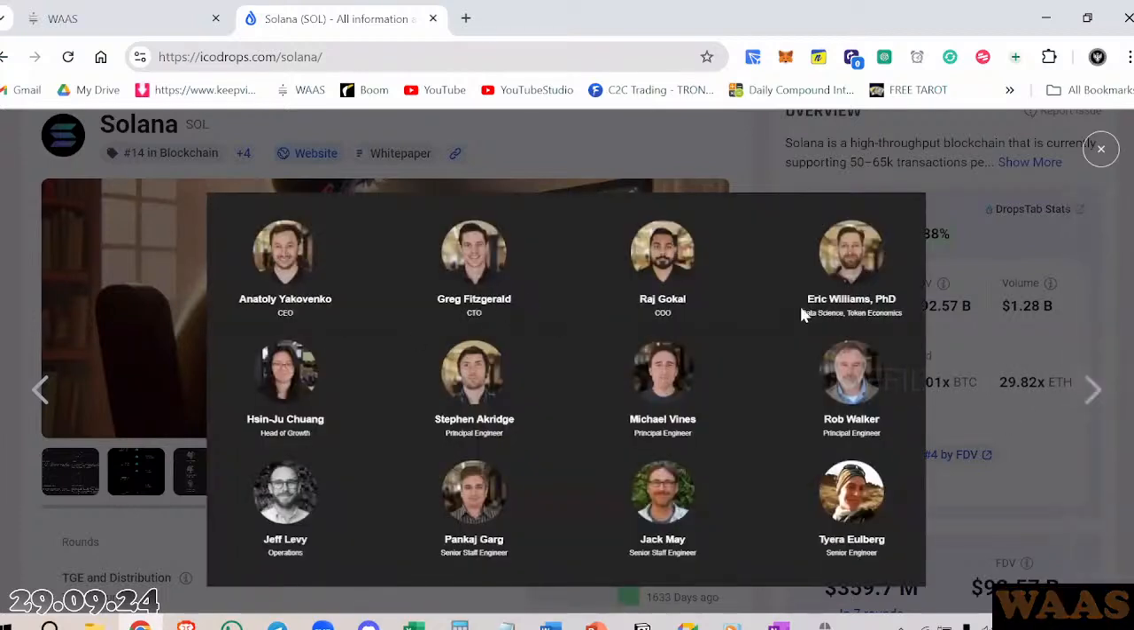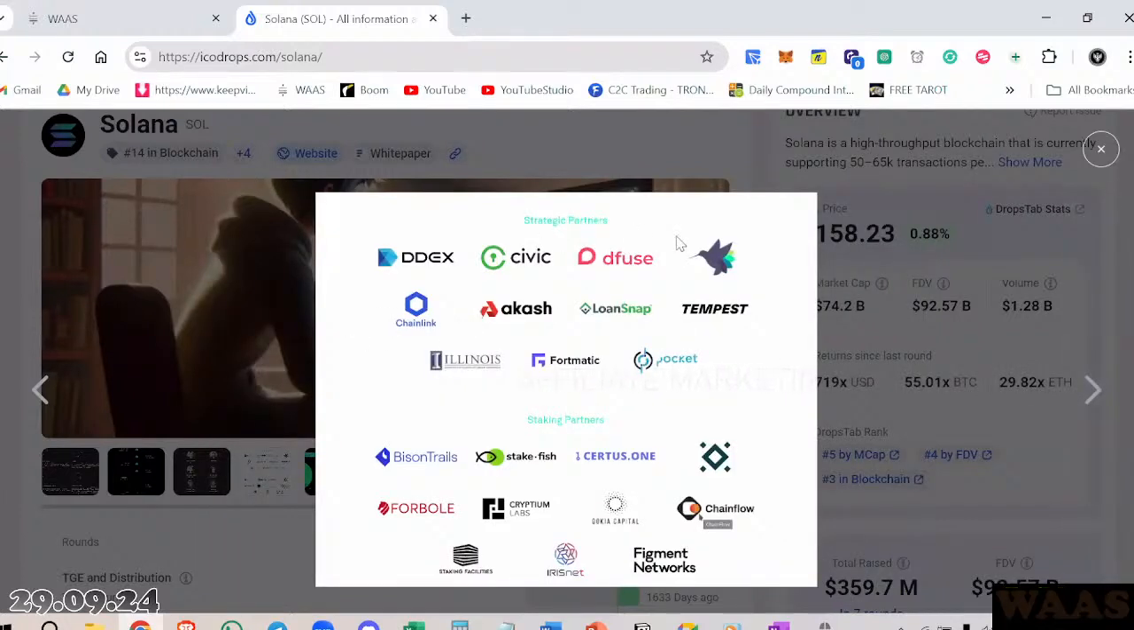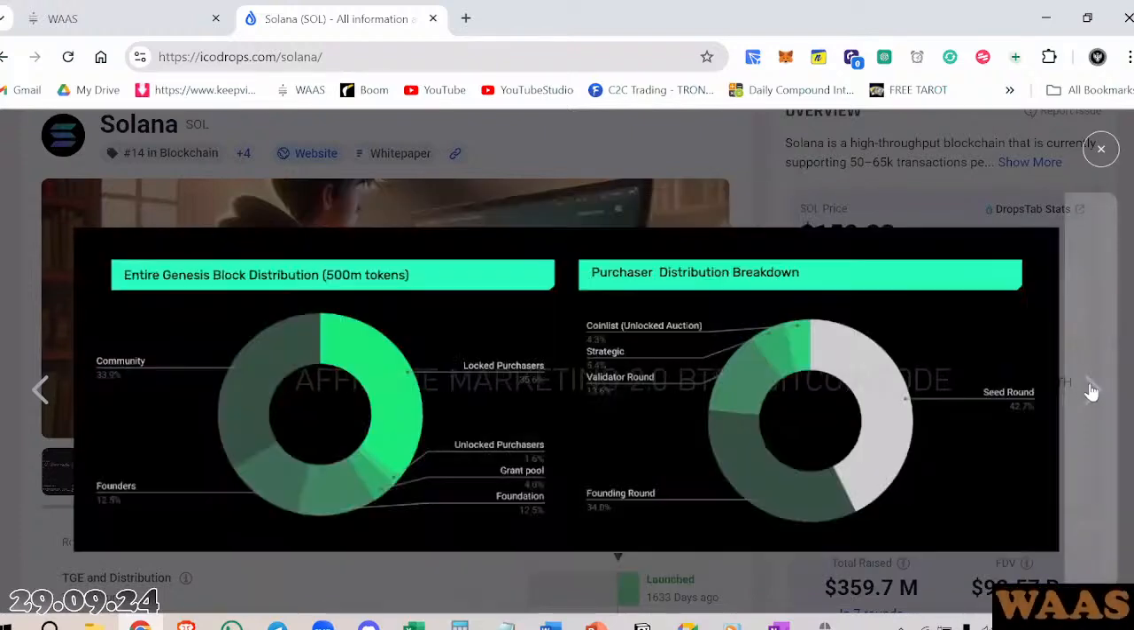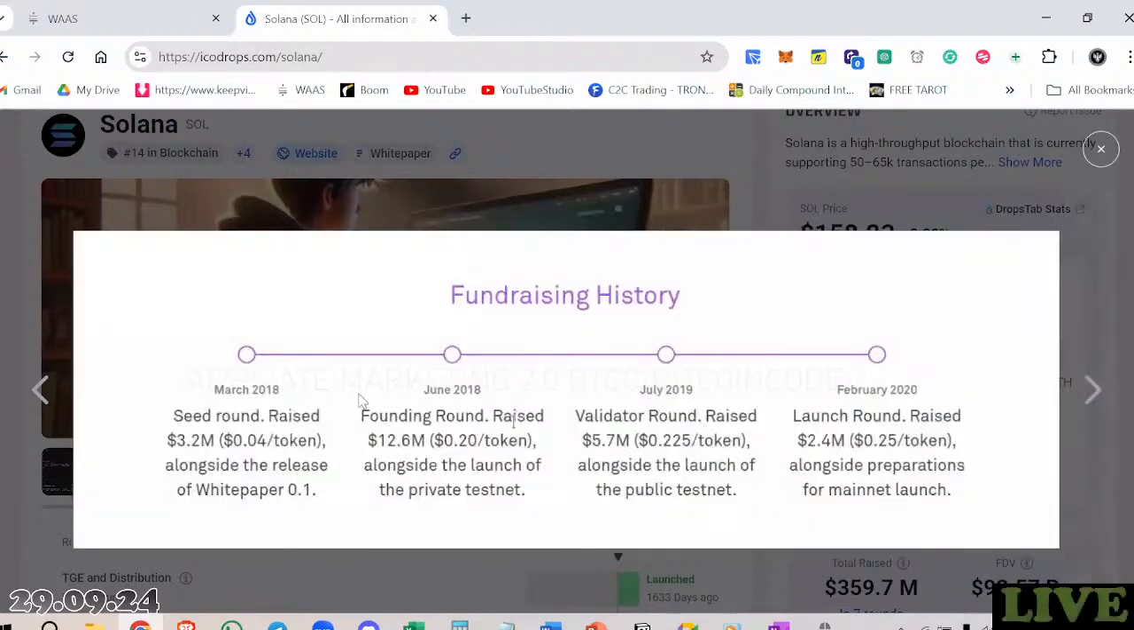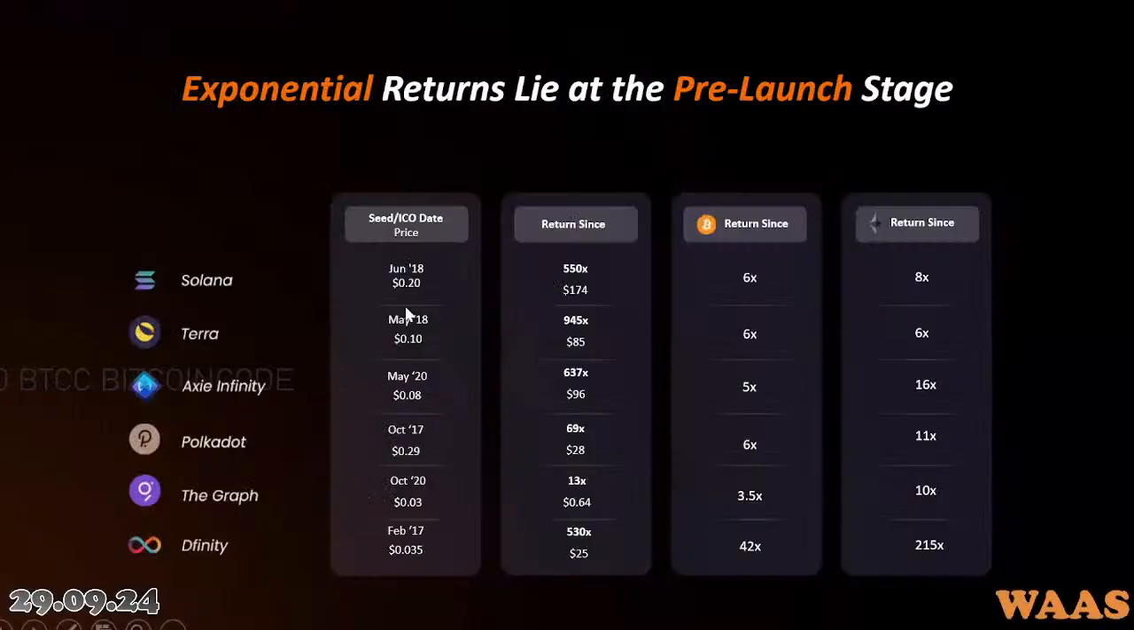Right from the white paper to all the progress that was done so far in Solana. And these are all the responsible people for Solana and its network building and strategic partners. Of course, you will see some funds over here as well. And see this, the fundraising history. This is very critical and very important. See this, in March 2018, we see $0.20 at June 18, right?